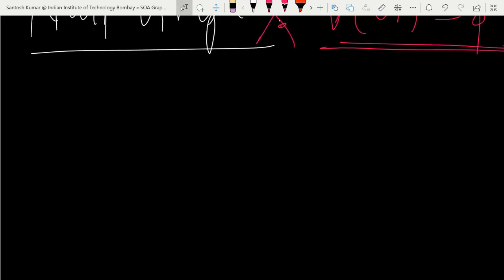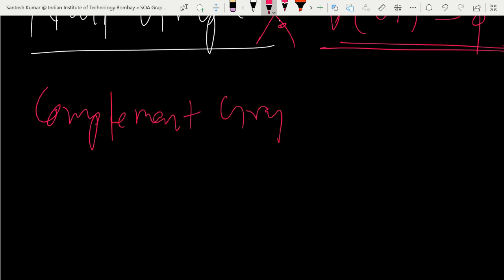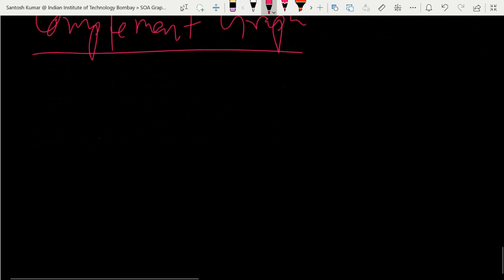Okay, so like the complement set, similar to complement set, we have complement graph. So how do we define a complement graph?